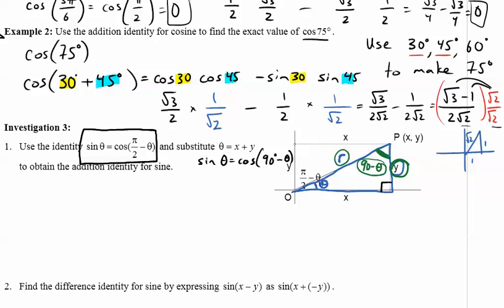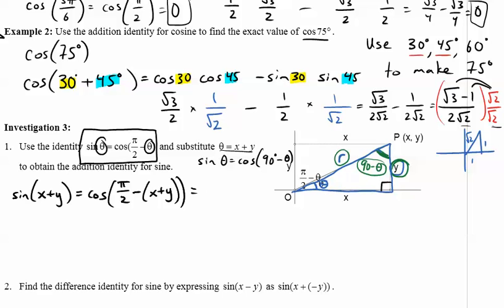So now what we want to do is find the addition identity for sine. So we want to find out what is sine of two angles added together. So we're going to use this identity and substitute theta as x plus y. Okay, so we want to know sine of x plus y. So we'll take this identity, and instead of theta, we'll write x plus y. So x plus y goes here.